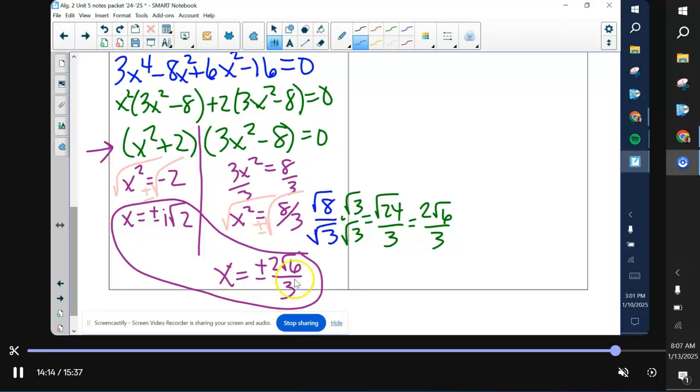Trick on this one, on the right-hand side here, this 3x squared minus 8. When you square rooted both sides, you had plus or minus the square root of 8 over the square root of 3. The math gods do not allow a square root in the denominator. So we have to rationalize that. We have talked about that a little bit, not a whole lot. So maybe hit pause, take a look at what I did there. Let that sink in.